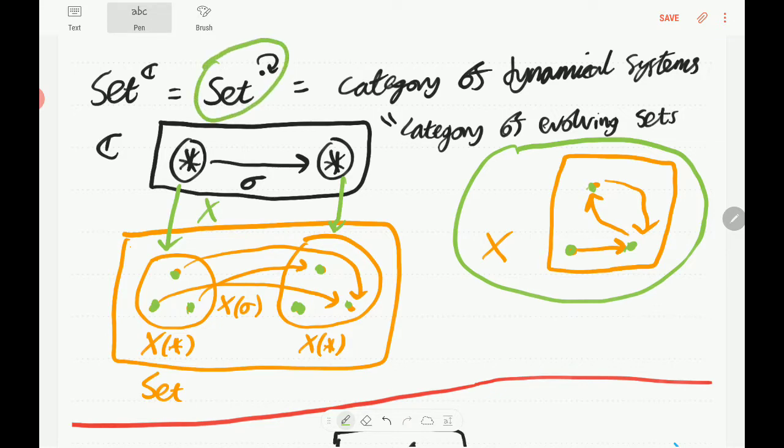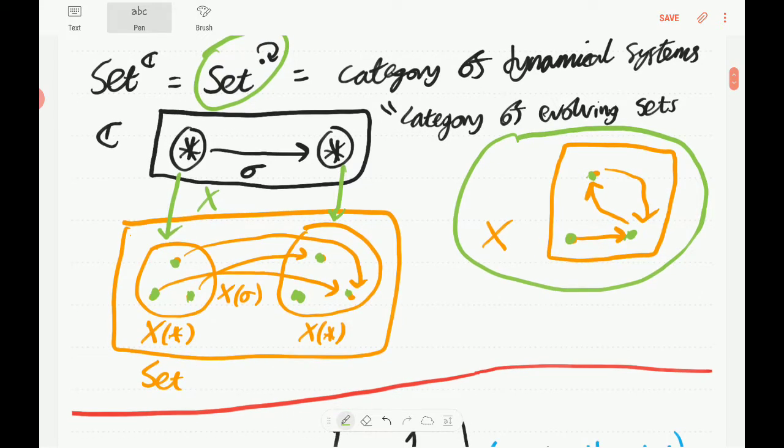Dynamical systems constitute objects in this category of dynamical systems. And sometimes it's also called a category of evolving sets. Now, this is an interesting category. Lots of things can be studied about it. I think it's a rich category from, maybe it sounds a bit pompous, but from a standpoint of philosophical interest.